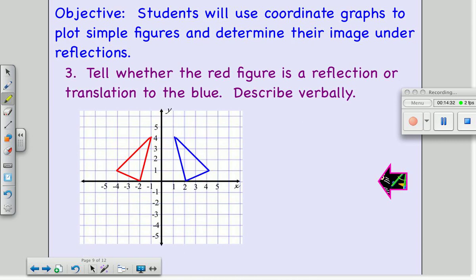Number 3, tell whether the red figure is a reflection or translation to the blue. This time, it's a reflection. I can tell it's a reflection. It hasn't just been slid over, because if it was just slid over, it would still look like that, right?